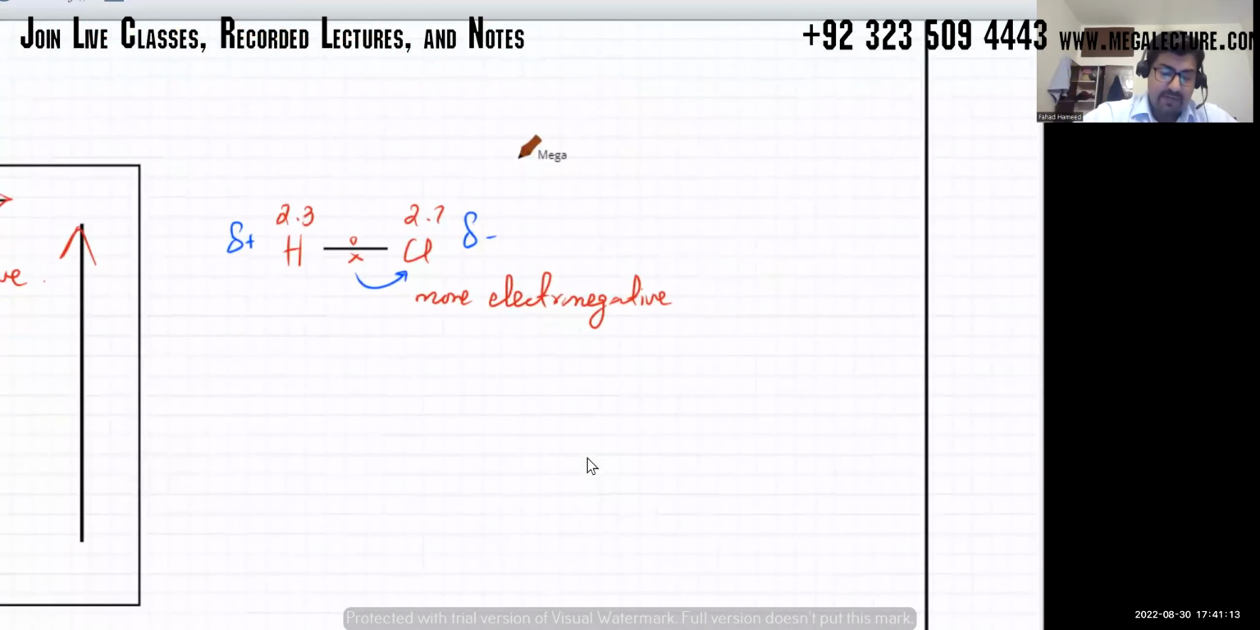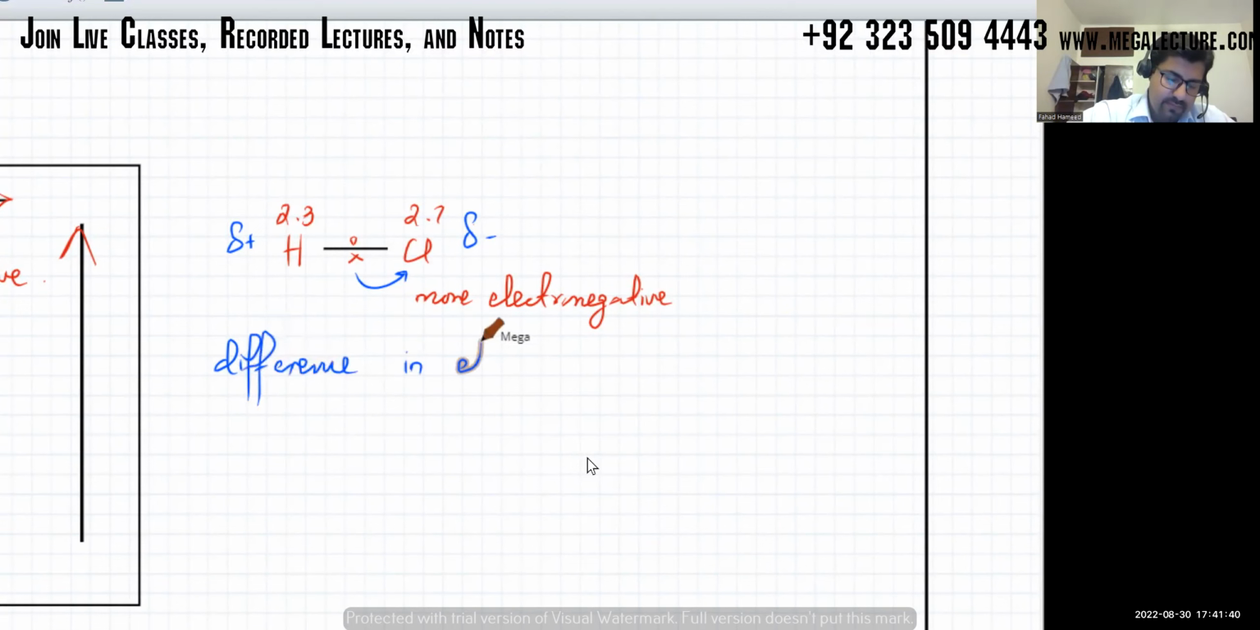So whenever there's a difference in electronegativity, it also depends on the shape. अभी shape हमने discuss नहीं की, but whenever there's a difference in electronegativity in a bond between atoms in a bond, the electrons will be unequally shared.